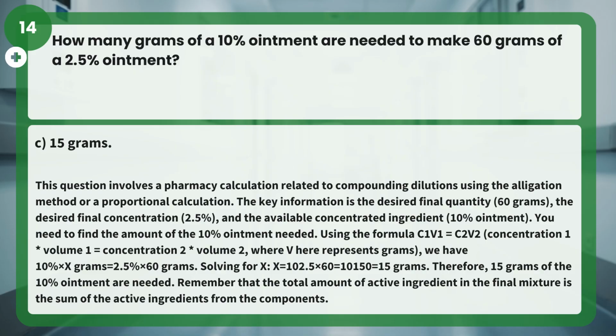Using the formula C1V1 equals C2V2, concentration 1 times volume 1 equals concentration 2 times volume 2, where V here represents grams, we have 10% times X grams equals 2.5% times 60 grams. Solving for X, X equals (2.5 times 60) divided by 10, equals 150 divided by 10, equals 15 grams. Therefore, 15 grams of the 10% ointment are needed.